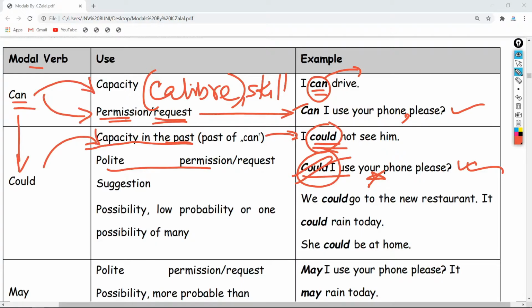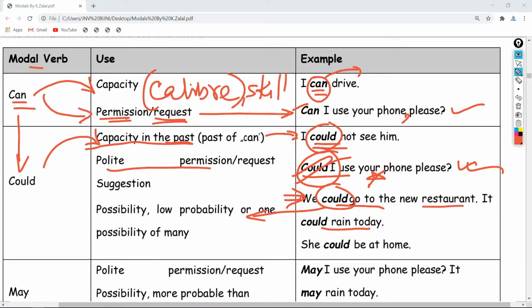Then let us see the next one, could. What is another use of could? We could go to the new restaurant. It could rain today. So here, could tells about options and possibility.